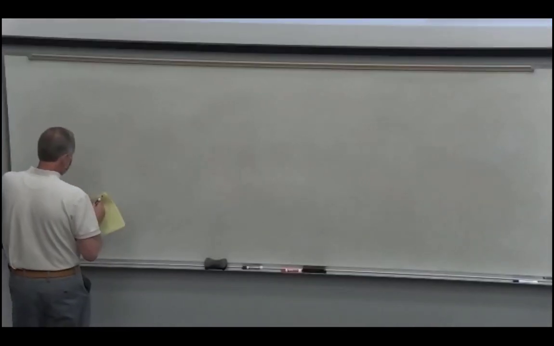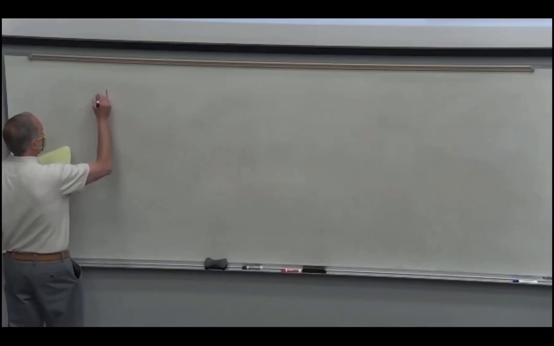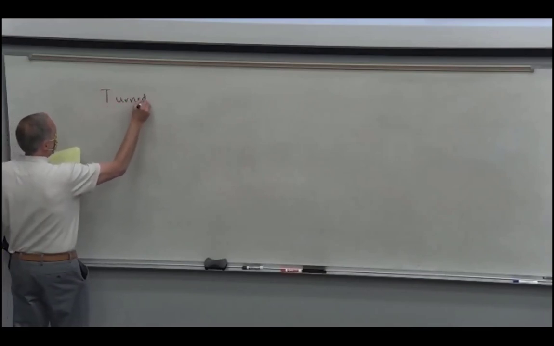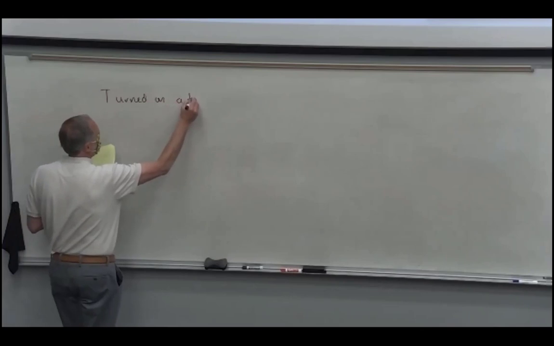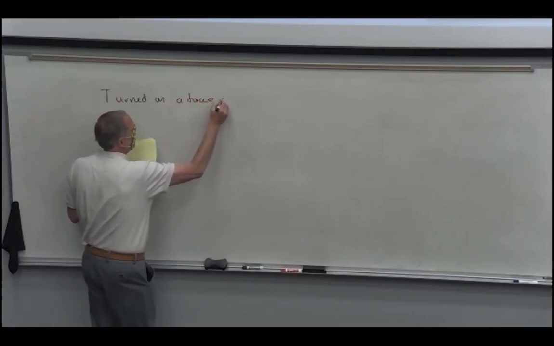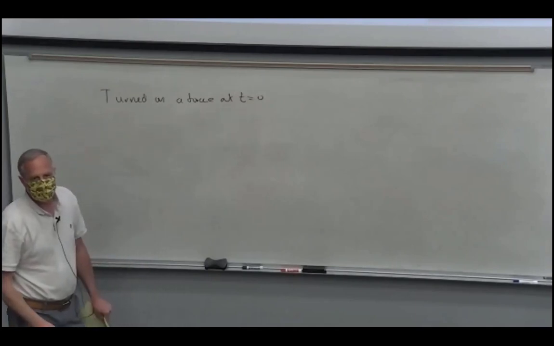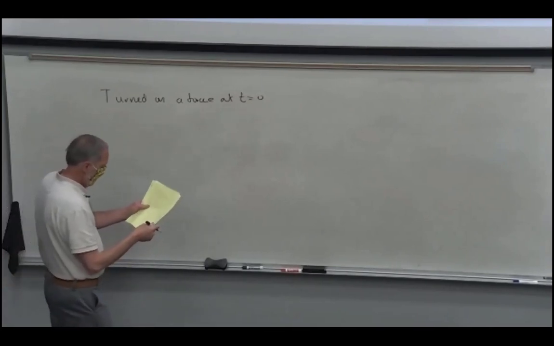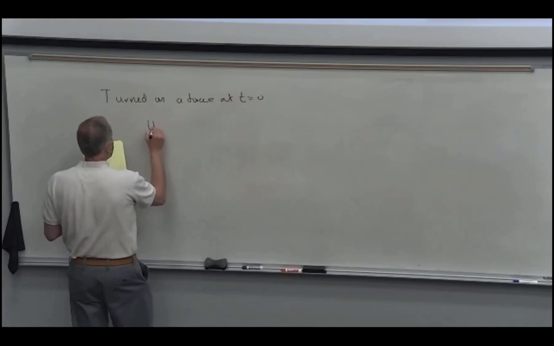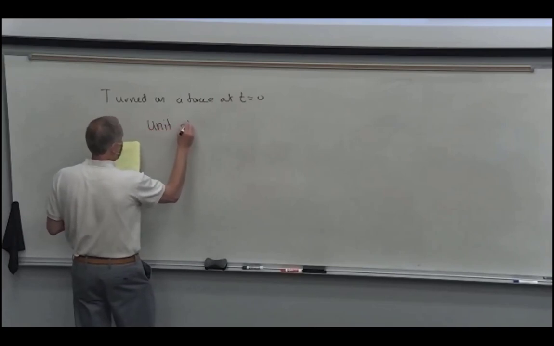So that mass spring damper problem where we turned on a force at time t equals zero, right? We said, okay, there's no force, and then at time t equals zero, we turn on 25. Mathematically, that's called a unit step.